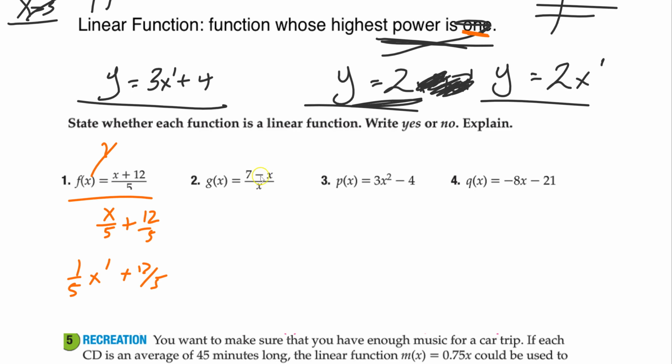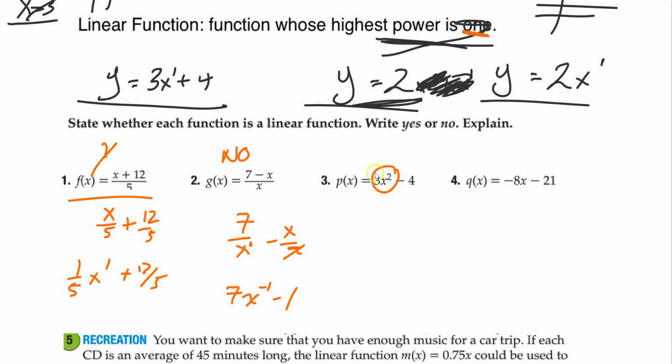This one's not. Now look, I can break it up. I get 7 over x minus x over x. You might say the highest power there is 1, but it's on the bottom. We haven't really talked about this yet, but what happens there is it becomes a negative power on top. So we want only power 1, not negative 1. So this is not a linear function.